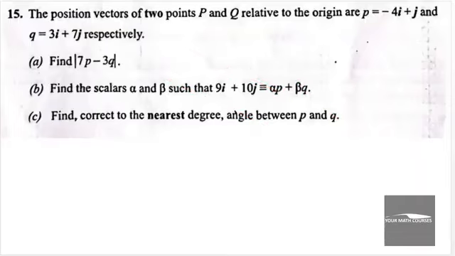So the position vectors of two points P and Q relative to the origin are P equals negative 4i plus j and Q equals 3i plus 7j respectively. We have to find the magnitude of 7p minus 3q. We have to find the scalars alpha and beta such that 9i plus 10j is equal to alpha p plus beta q. We have to find, correct to the nearest degree, the angle between p and q. So let's begin.